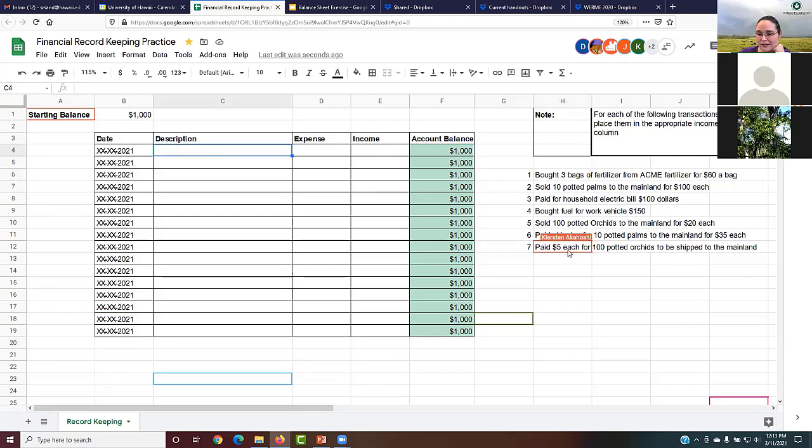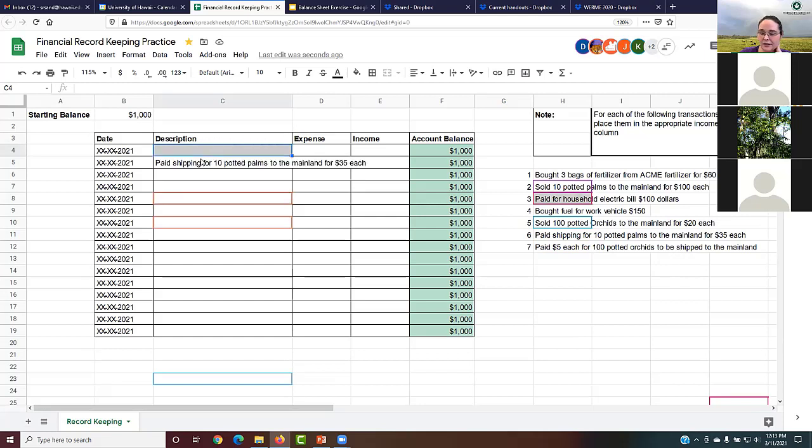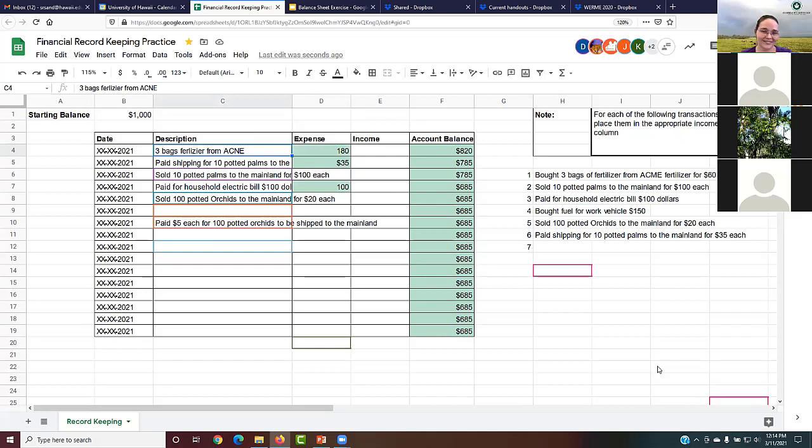So I see Andrea or Kirsten, it looks like you're on number 7. Okay. So like how it says paid $5 each for 100 potted orchids, you can just copy and paste that into the description. And then you'll just put however much in either the expense or the income section. Does that make sense? Okay, yeah, you guys got this. Thank you very much.